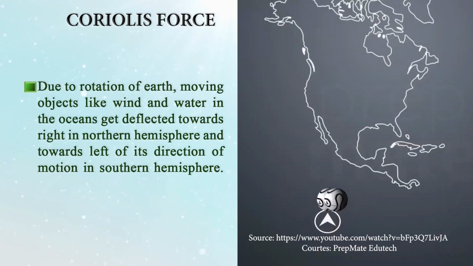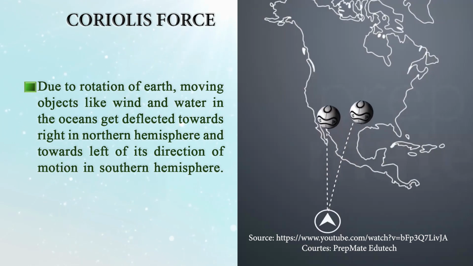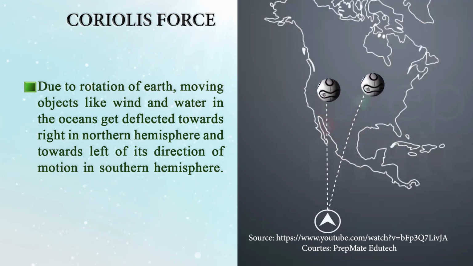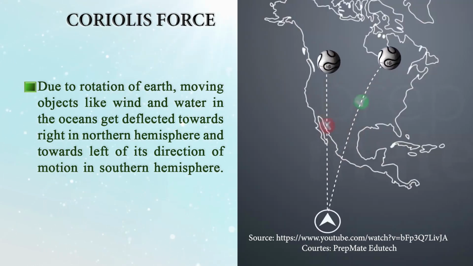And due to Coriolis force also, it is the most important force that drags the ocean currents and deflects the currents in a particular direction. You must have studied about Coriolis force when you studied the block on atmosphere. It is due to the rotation of the earth that moving objects like water, wind, etc. get deflected towards the right in the northern hemisphere and towards the left in the southern hemisphere.